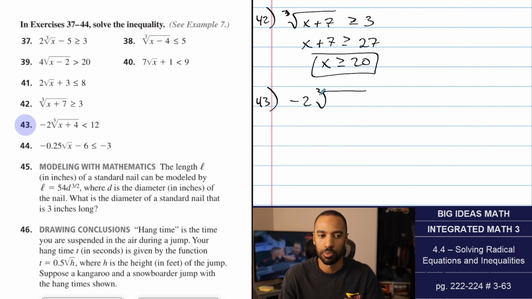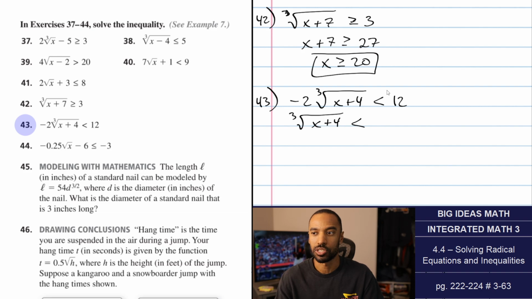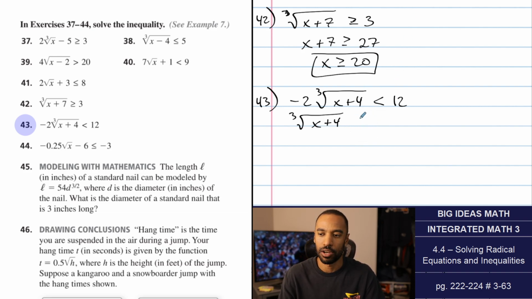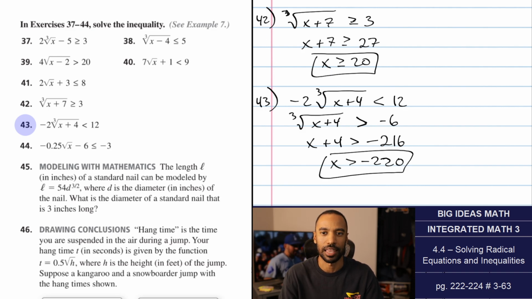Negative 2 times the cube root of x plus 4 is less than 12. We will divide both sides by negative 2. Cube root of x plus 4 is less than, this is division by a negative, so this is greater than, flip the inequality when you divide by a negative, so negative 6. Maybe that's the trick to this problem. Did the other problem have that? No. Cube both sides, you get x plus 4 is greater than, cubing negative 6 is negative 216. Remember, it stays negative. So x must be greater than negative 220. And there ain't no issues with that thing being negative as a whole. We're all good there.